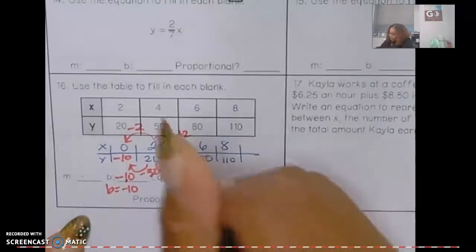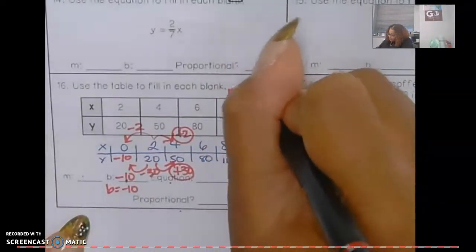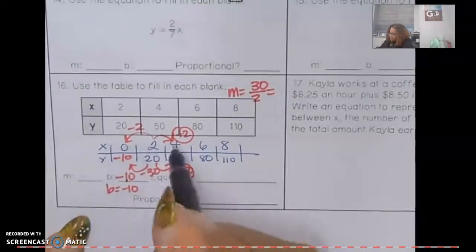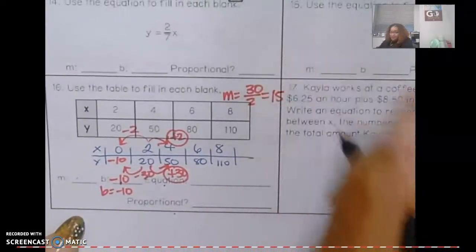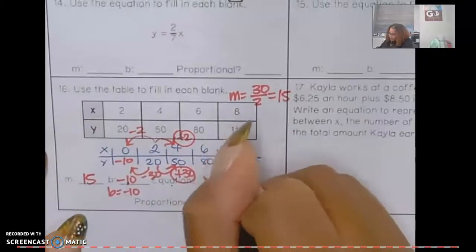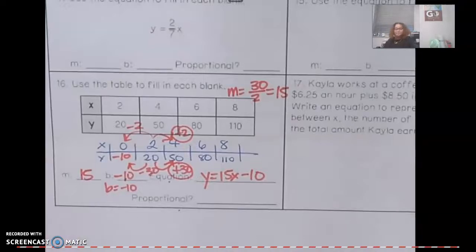And then my slope would be my rise over run, which is m equals 30 over 2. Rise over run is the difference of y over difference of x, and that's 15 simplified. So this is 15. My equation is y equals 15x minus 10.